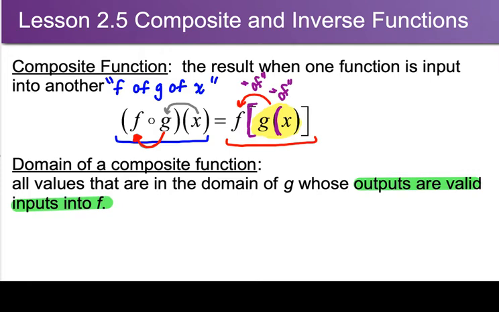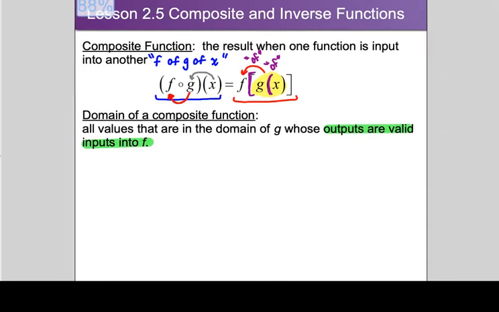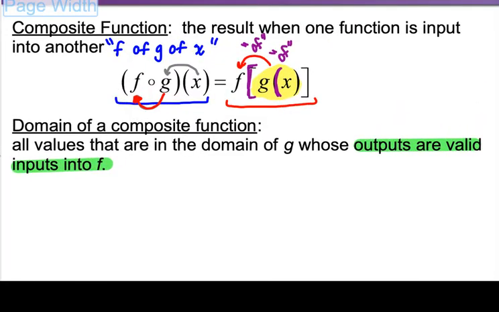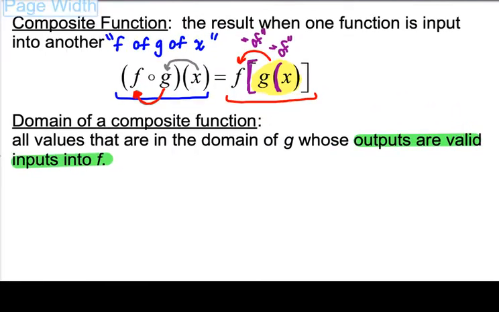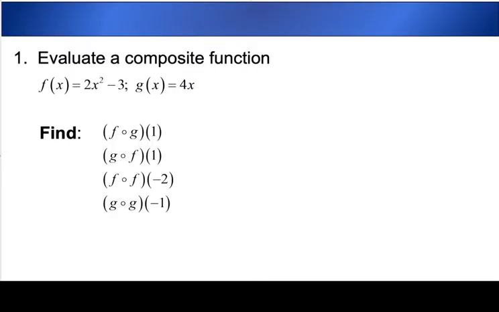So sometimes we have to limit what it is that we're putting into the g function so that we get specific values out that are allowed to go in for f. It sounds a lot more difficult than it is. Okay, let's go to an example and I'll show you what I mean.